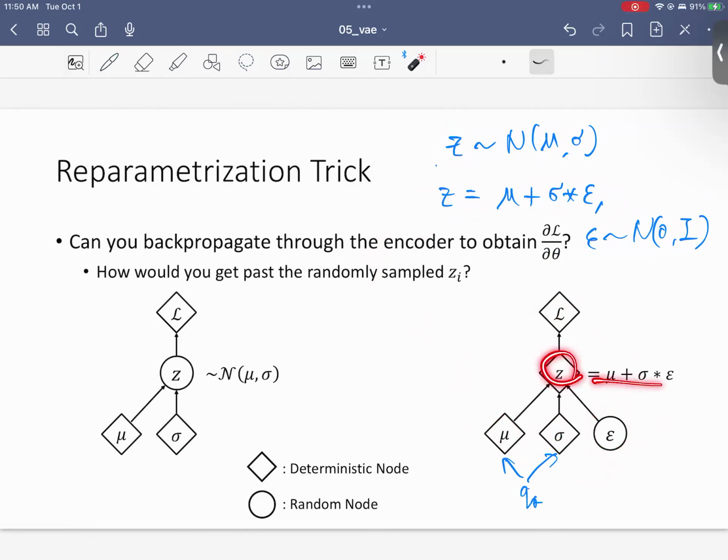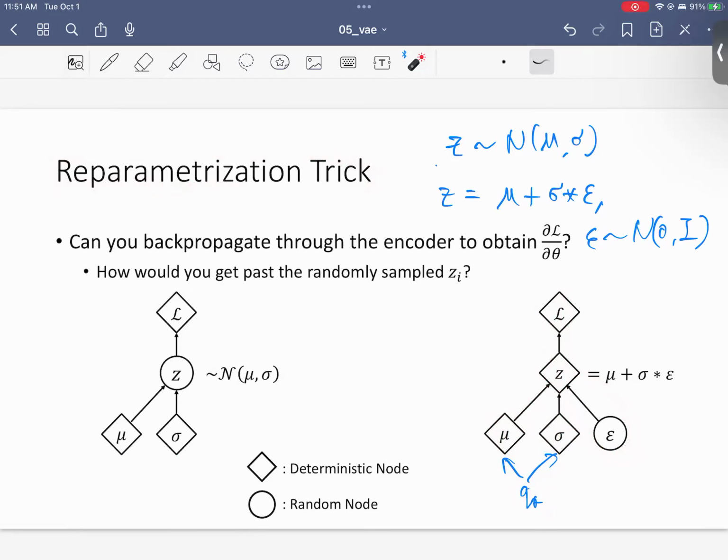So Z is now this, and the relationship between Z and mu and sigma is all deterministic. There's no sampling or anything. So now you can backprop from your MSE all the way to here and all the way to here, no problem, because you have separated the randomness factor off to the side, into this standard Gaussian distribution. So the backprop chain is all deterministic. So far, so good, right? This is what we call the reparametrization trick.